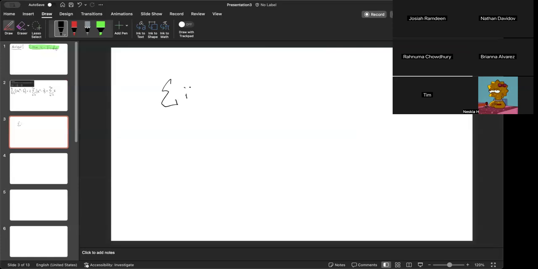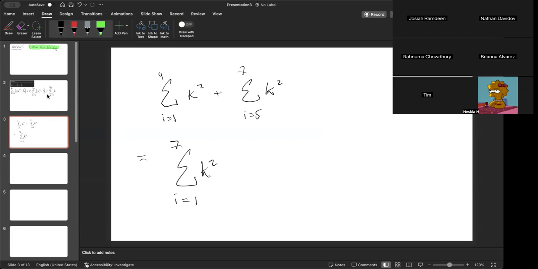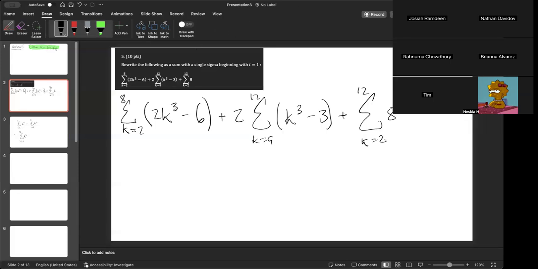Let's say I wanted to take this sum: the sum of k squared from i equals 1 to 4, plus the sum of k squared from i equals 5 to 7. Well, I can just put those together. I can say that's just the sum from i equals 1 to 7 of k squared. I hope that's clear as to why. If not, you can ask me a question in the chat, and I'll try to explain, or you can unmute yourself and ask me.